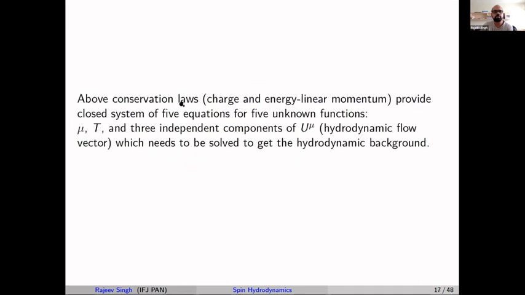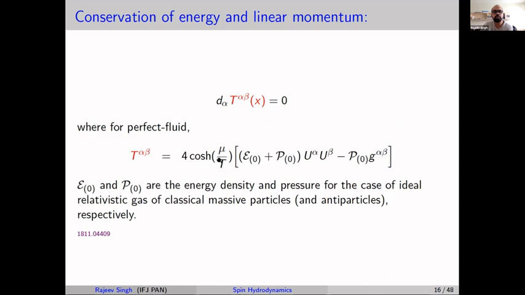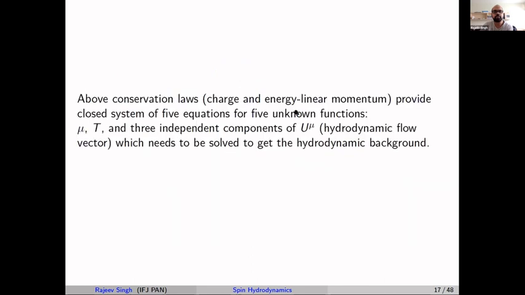The conservation laws provide a closed system of 5 equations for 5 unknowns. The 5 unknowns mean 1 mu, 1 T, and 3 independent components of the flow vector. So we have 5 equations and 5 unknown functions, and this has to be solved to get the hydrodynamical background.